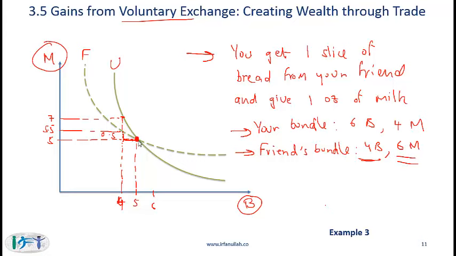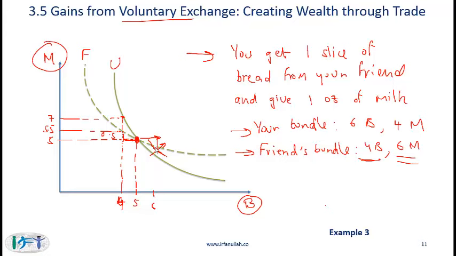So let's look at your situation. You started out at this point, and now that you have more bread, you have moved to the right. You lose some milk, so you come down, but you will still be at a point where you are above the original indifference curve. Since you are at a higher indifference curve, or at a higher point, more specifically you are northeast of your original indifference curve, you are happier.